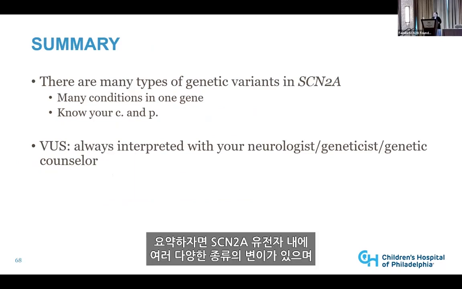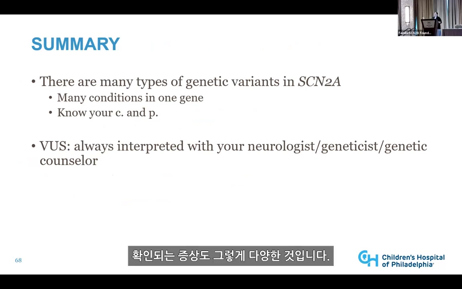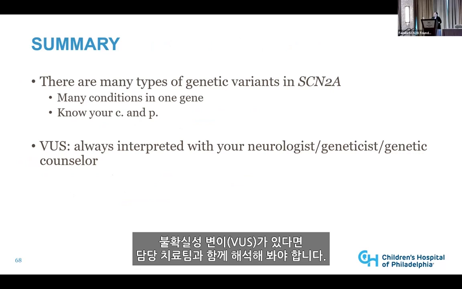So in summary, there are lots of different types of changes or genetic variants in SCN2A, and this is one of the reasons underlying why there are so many symptoms that can be seen. So it's important to know your C dot and P dot. If you have a variant of uncertain significance, this is always interpreted in the context with your healthcare provider team.